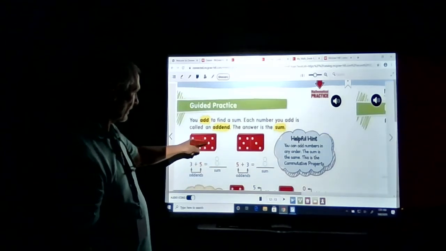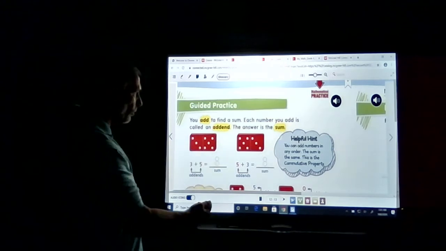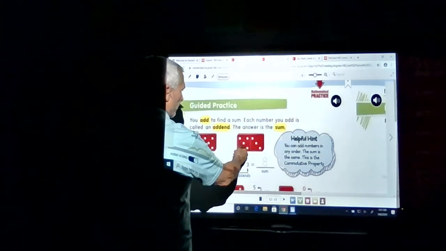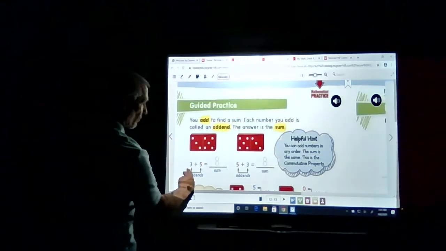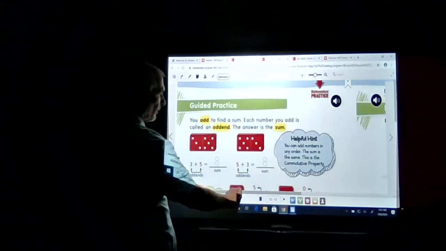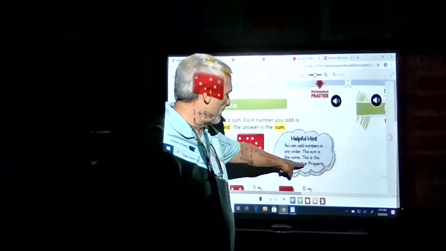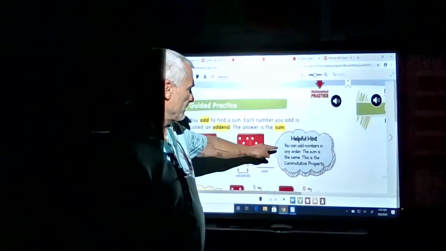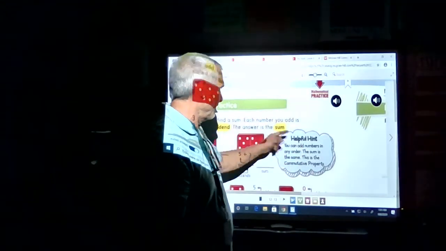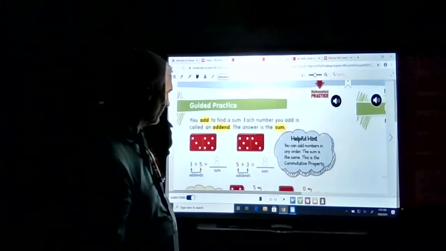3, 4, 5, 6, 7, 8. You can see you can trace over the 8. Or we start with 5, 6, 7, 8. The 2 addends have been switched around, just like our other story problem. And you still get an answer of 8. We call it, this big word here, commutative property. It says you can add numbers in any order, and you'll still get the same sum.